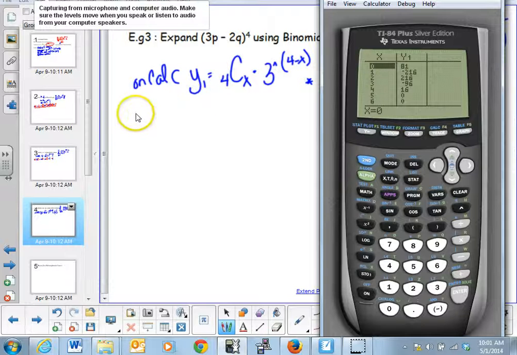Starting at 0, I've got an 81. Ooh, -216. So it takes care of the signs for me, so that's cool. +216, -96, and 16. Okay. Now my variables that go along with my coefficient.